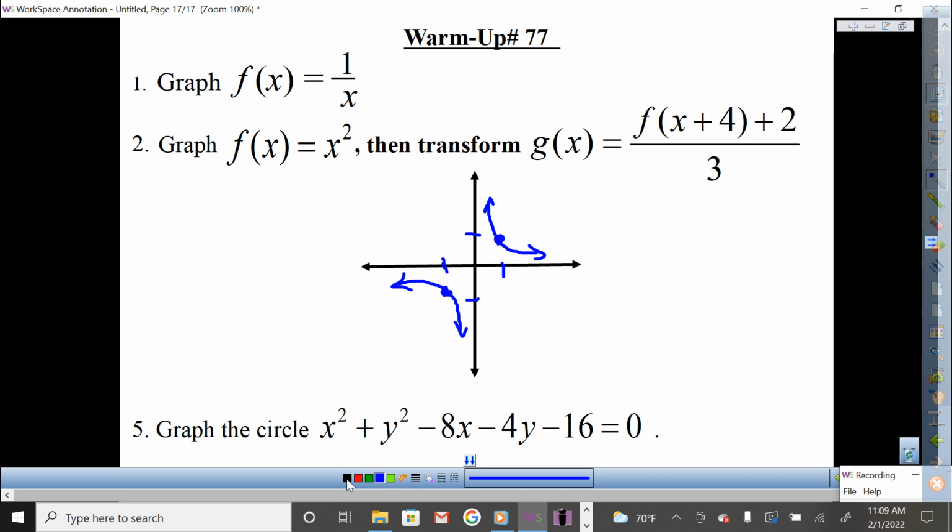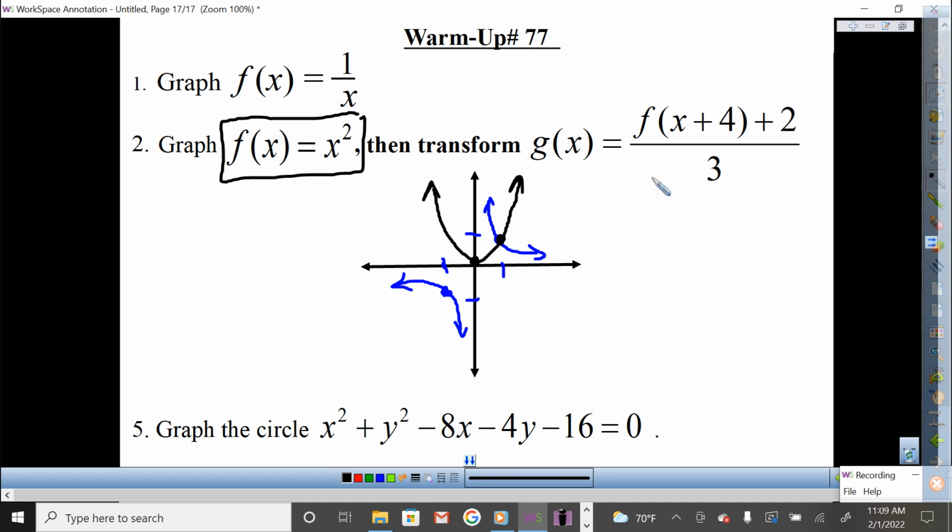So if you notice, this is a parent function. It doesn't have any transformations. That's why it goes through what? 1, 1. What does that mean? I'm bringing that up because this one is a parent function and it's a parabola, yes? And it's also going through 1, 1. The only thing, this one has a vertex at 0, 0. So the parabola looks something like this.